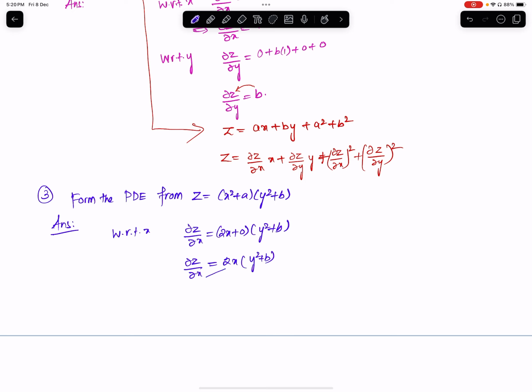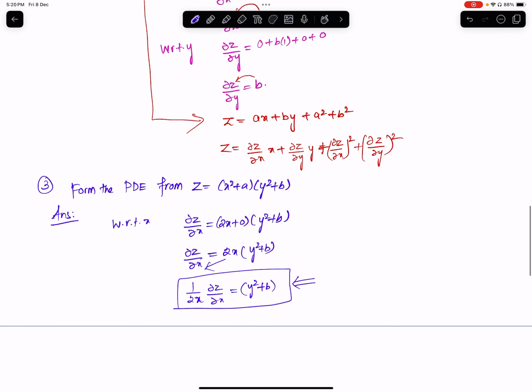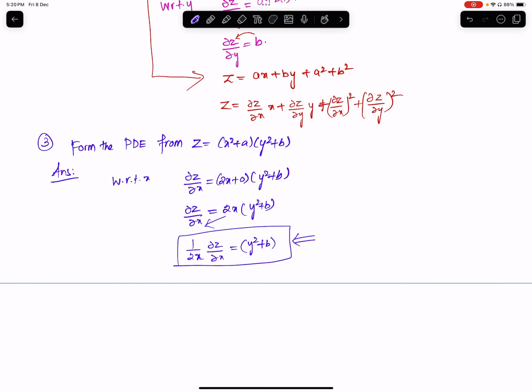So here you can get the value of y square plus b. So 1 by 2x dou z by dou x is equal to y square plus b. So this is very important, because sometimes you cannot remove the arbitrary constant more specifically. Maybe a group can be removed in bulk. So that is what I am going to do. Just I am going to remove the entire bracket term, instead of just removing the arbitrary constant.